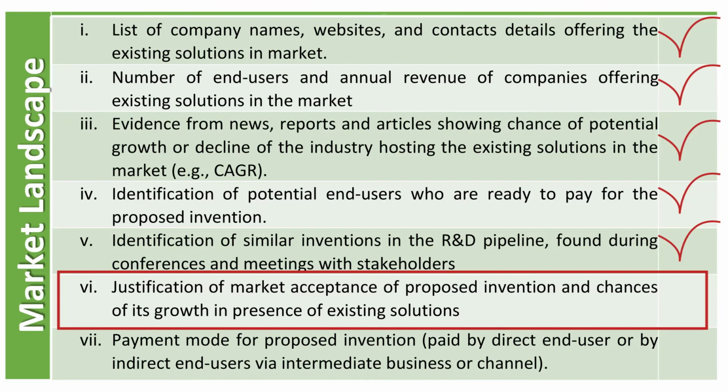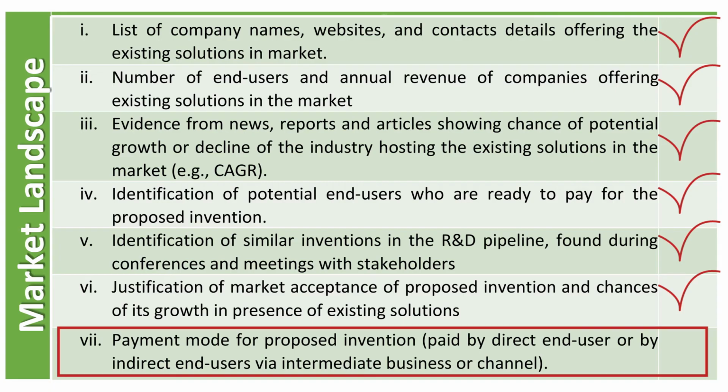Move on further to item number 6 of checklist 4 that says justification of market acceptance of the proposed invention and chances of its growth in presence of existing solutions. We have so far gathered so much information. It means I think an academic inventor and entrepreneur is in a good position to justify that the invention they are proposing will be accepted in the market. Finally, the last item for this checklist says payment mode for the proposed invention, paid by direct end users or by indirect end users via intermediate businesses or channels.